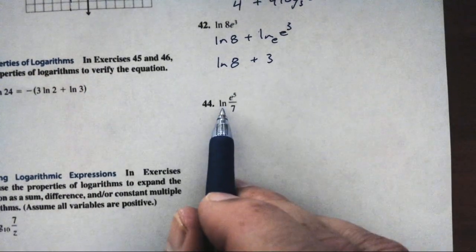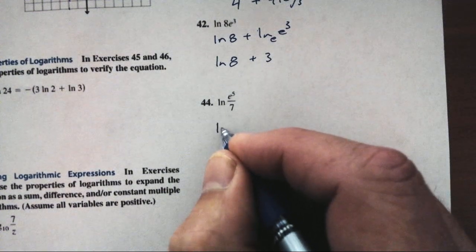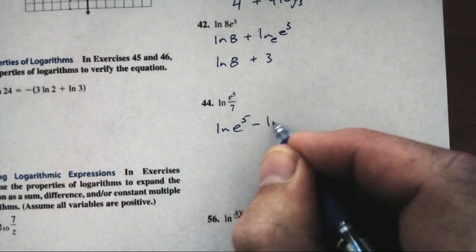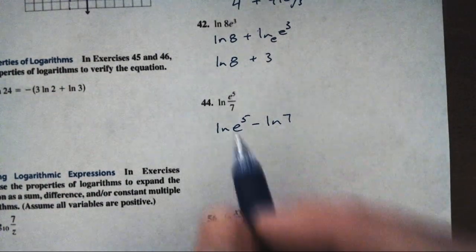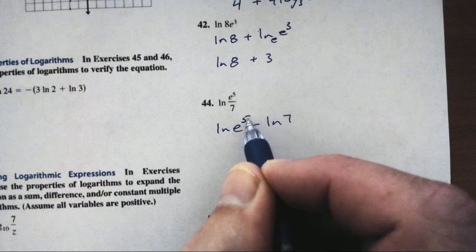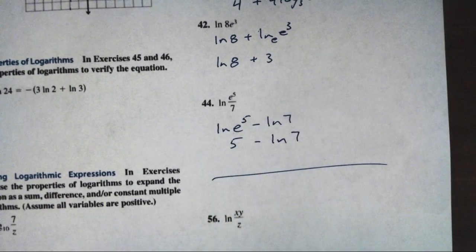Number 44: ln of e to the 5th over 7. Division, by rule number 2, we can turn that into ln e to the 5th minus ln 7. This is the exponent that turns e into e to the 5th. This is 5 minus ln 7.